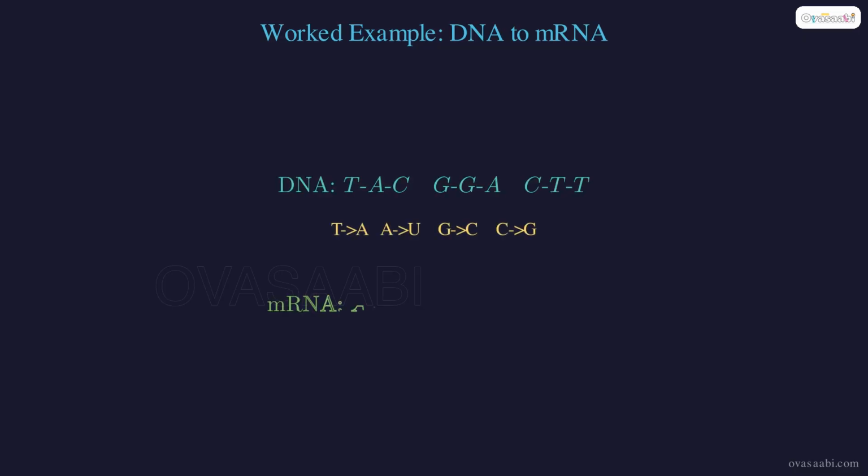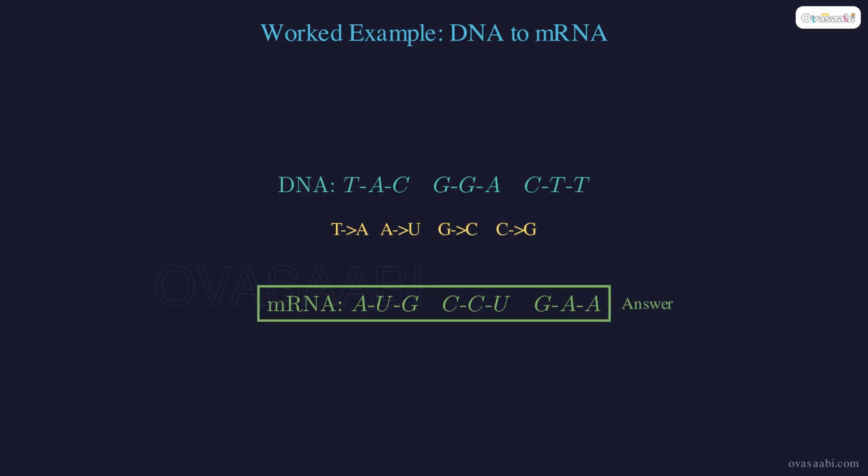Example 1. The DNA reads TAC, GGA, CTT. Swap each base for its RNA partner. We get AUG, CCU, GAA as our mRNA.